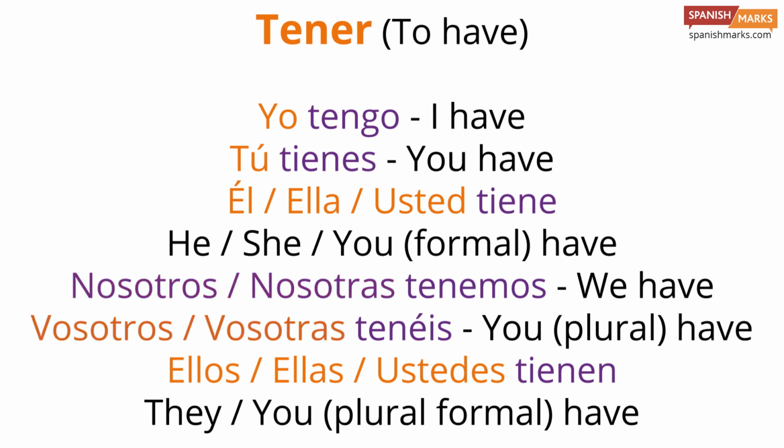Only in the nosotros and vosotros form, the verb stays regular, as in it does not change its stem. In all the other forms, you can see that the stem changes from its infinitive form. The first person singular yo form maintains the stem ten, but has an irregular ending by adding the G.